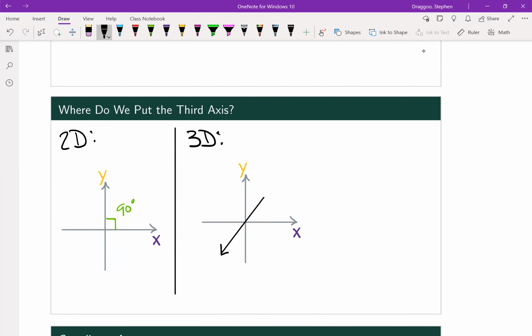Previously, where we had x and y, those two axes were at a 90-degree angle to each other. And we called that perpendicular in 2 dimensions. Now in 3 dimensions, we're also going to want this third axis to be perpendicular to the other two. But when it's in 3 dimensions, we're going to call that orthogonal instead of perpendicular. But we should hopefully have the same requirements about being at 90-degree angles to each other.